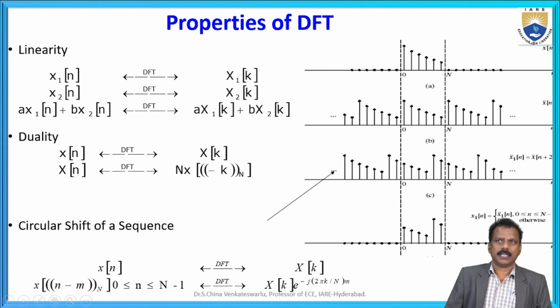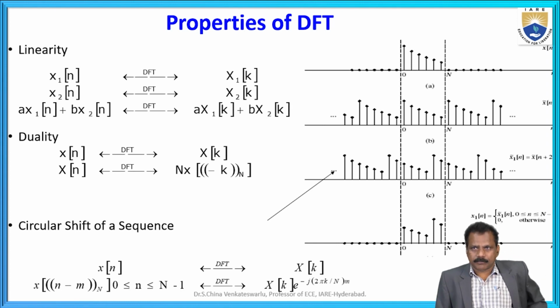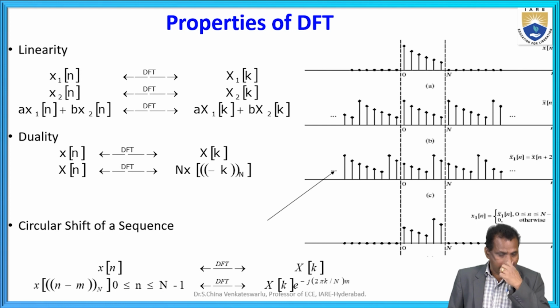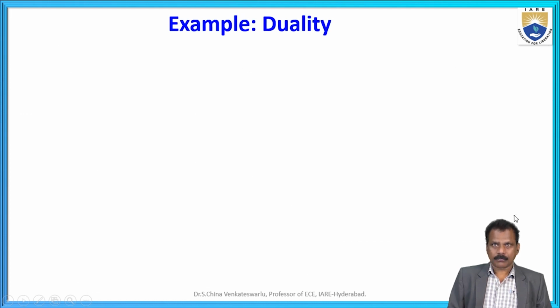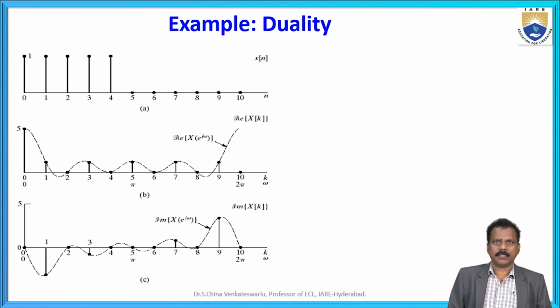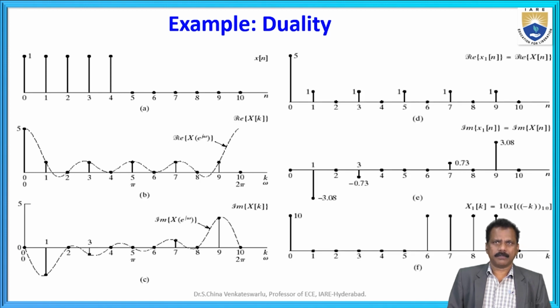Plotting n versus x of n from 0 to N, n versus approximately x of n, and n versus approximately x1 of n, where x1 of n is equal to x of n plus 2, with x1 of n for 0 less than or equal to n less than or equal to capital N minus 1, and 0 otherwise. Next, in the duality example, we will verify this particular problem.